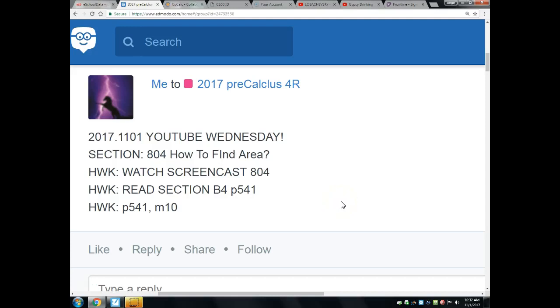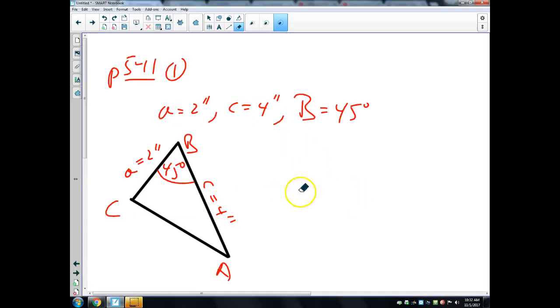What are we doing today? How to find area of a triangle. So what if you can't do 1/2 base times height? Like if you have a right triangle, one base is a leg and the height is the other leg because you have that right angle there for the altitude, right, for the height. But you don't always have that. So what do we do? Well, here's an example straight from the homework page.